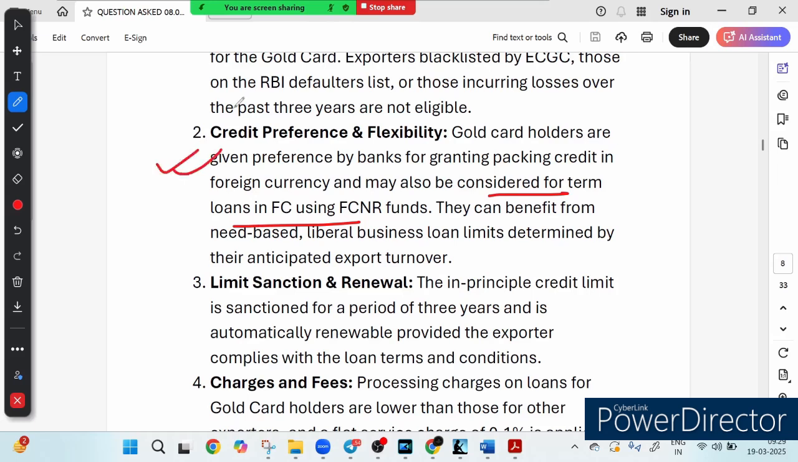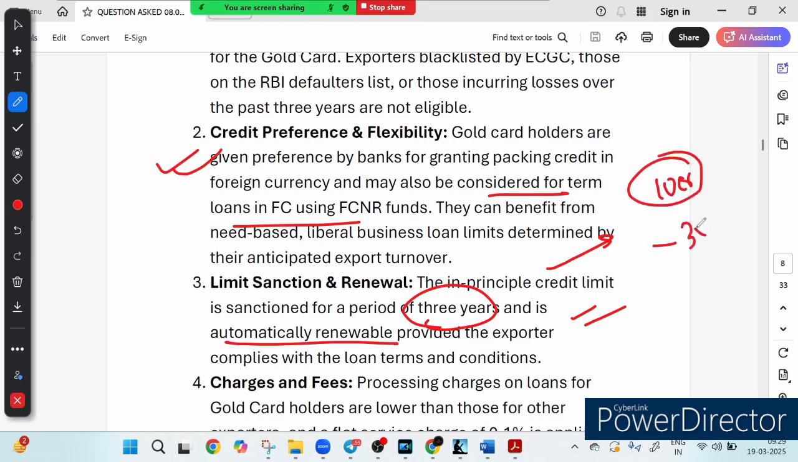Now statement 3. Under the gold card scheme, the bank sanctions a credit limit for 3 years. This is correct, right? And if the exporter follows the loan terms, the limit is automatically renewed without the need for reapproval. Let me give you an example. Suppose you are an exporter with a gold card and a sanctioned limit of 10 crore for 3 years. If you repay the amount on time and follow the rules, the bank will automatically extend the limit without additional paperwork. So this is also correct.